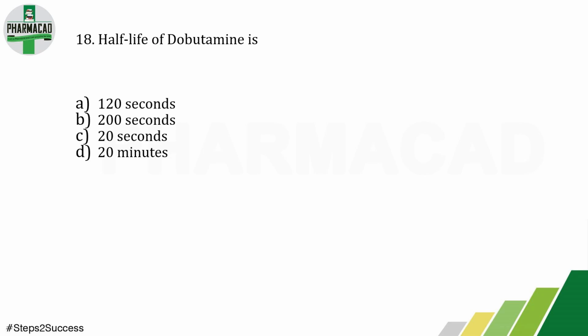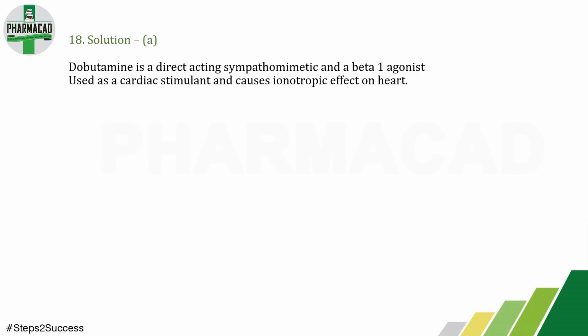Next question, what is the half-life of dobutamine? The options are 120 seconds, 220 seconds or 20 minutes. So the correct option for the half-life of dobutamine is 120 seconds. And remember, dobutamine is a direct acting sympathomimetic agent. It is a beta-1 agonist. Being a beta-1 agonist, it has a cardiac stimulant action and causes an inotropic effect on the heart.